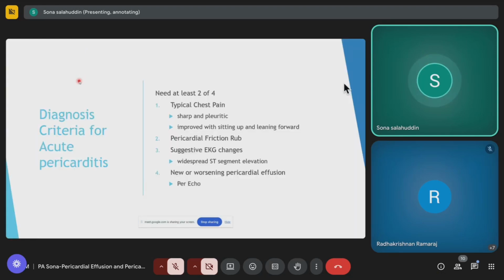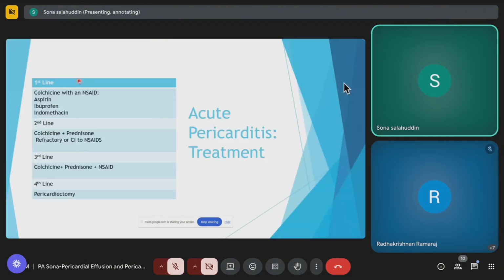And then for the diagnosis criteria, you need at least 2 of the 4. So either typical chest pain that's improved with sitting up and leaning forward, pericardial friction rub, EKG changes, or new or worsening pericardial effusion seen on echo.